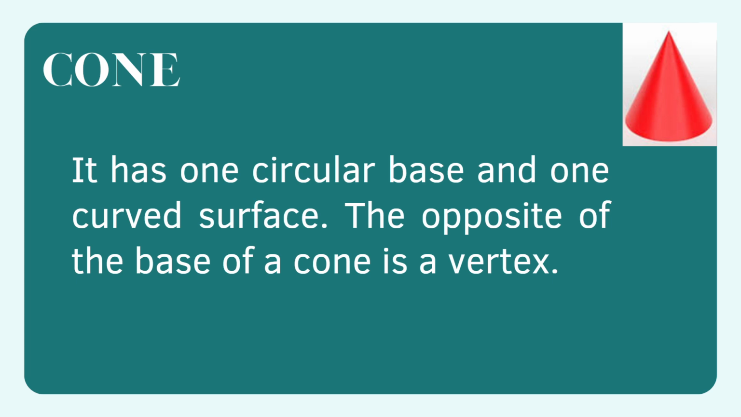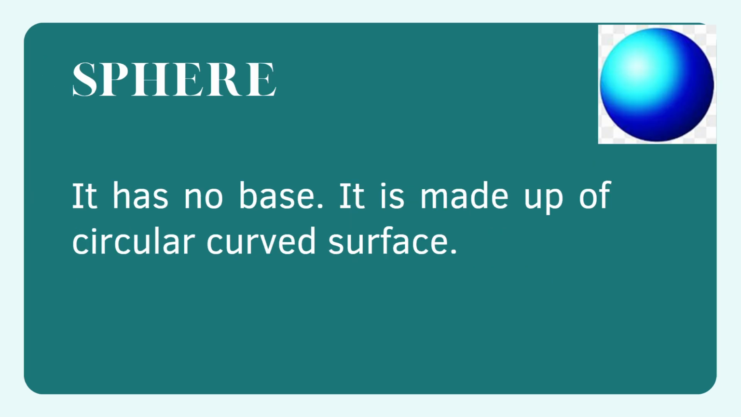A cone has one circular base and one curved surface. The opposite of the base of a cone is a vertex. So a cone has one circular base and a curved surface that come to a point at the top called the vertex. Sphere.